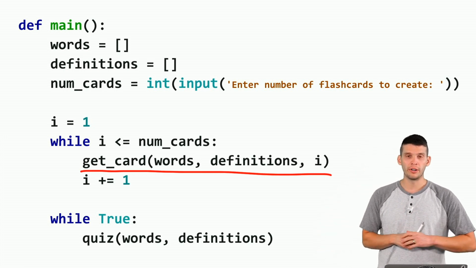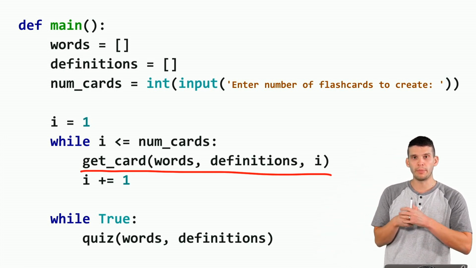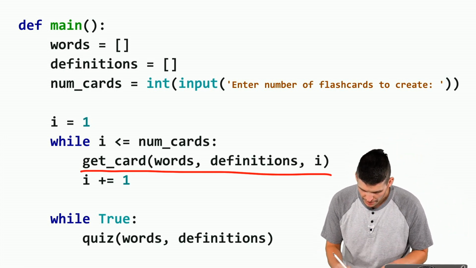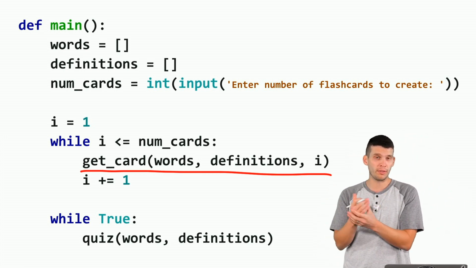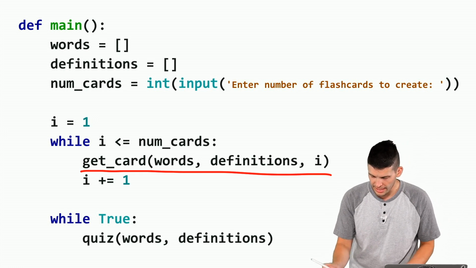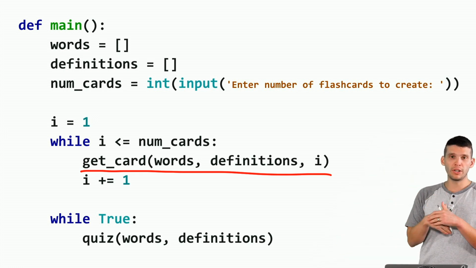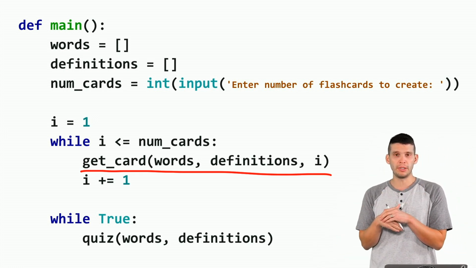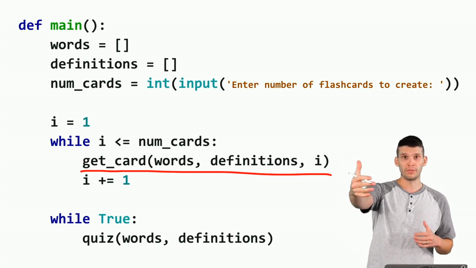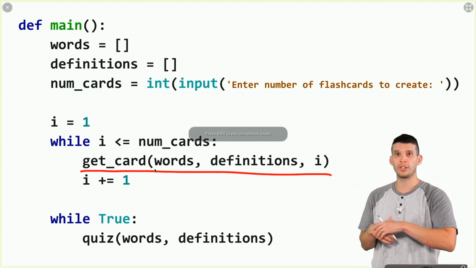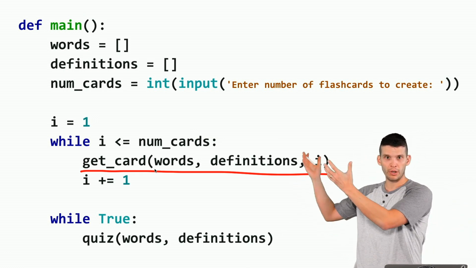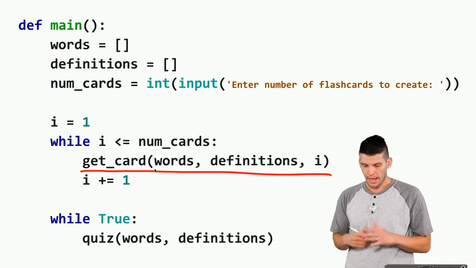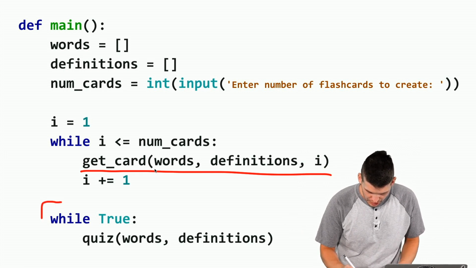the getCard function. And basically what this is going to do is we're going to pass in the words and the definitions list, because we're going to want to append the flashcard to that, and the index. But then that function's job is basically going to be to ask the user for a word, ask the user for a definition, and then put that word and definition into the correct lists.